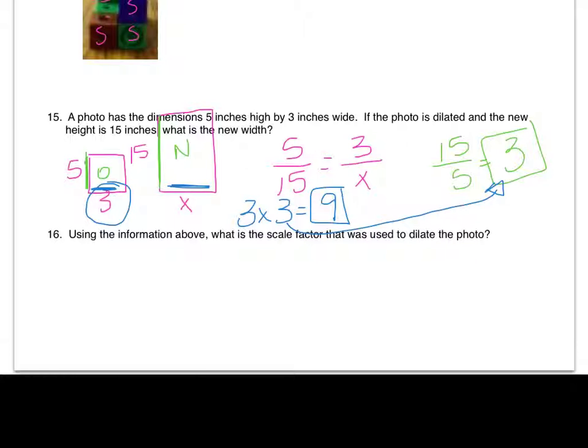It's the same exact answer as if you did it cross multiplying. 15 times 3 divided by 5, and you would get 9. So either way is a good way to do it.